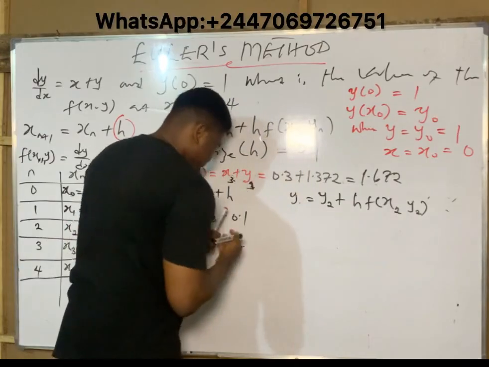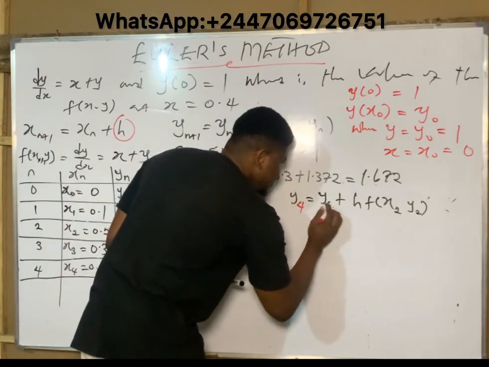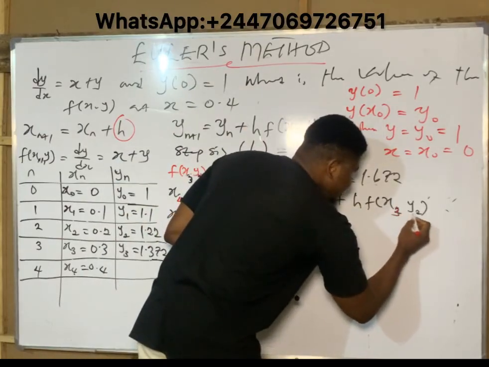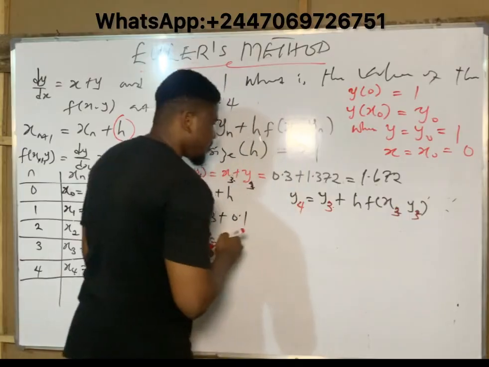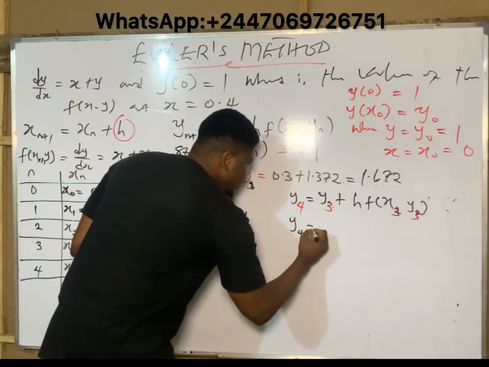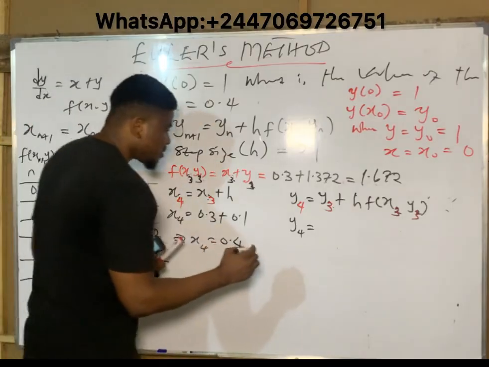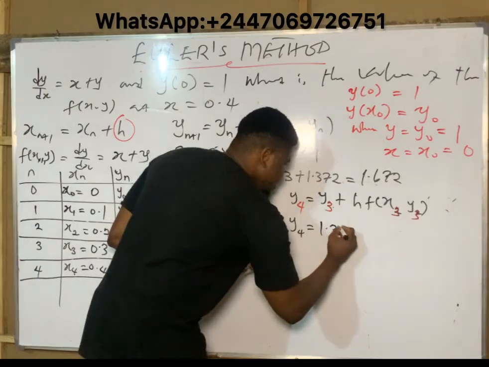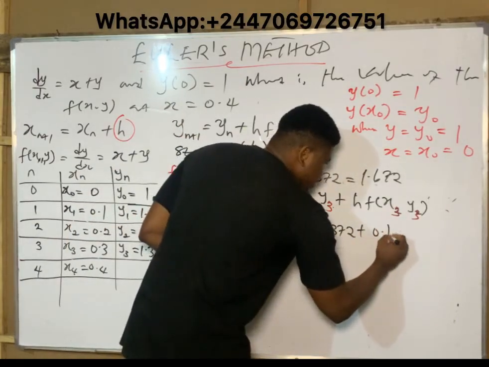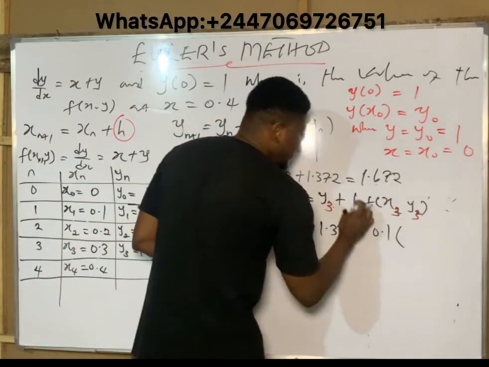So we evaluate now at state 4. This is now y4, and in place of y2 here, it becomes y3, plus f of x3, y3. Simple. So now you have y4 equal to, what's our y3? We obtained y3 here as 1.372. So 1.372 plus our h, which is 0.1, multiplied by the value of the function at the previous values, which gave us 1.672.